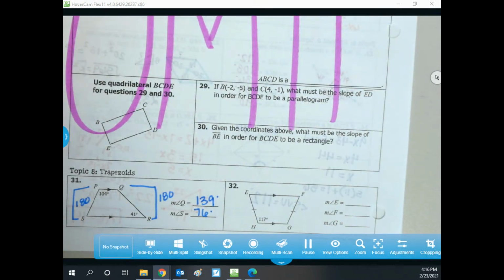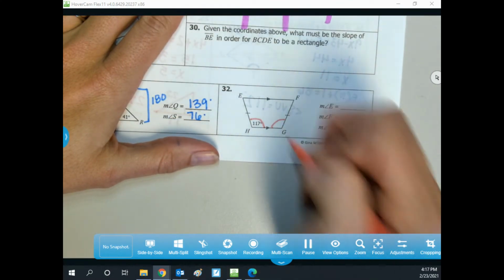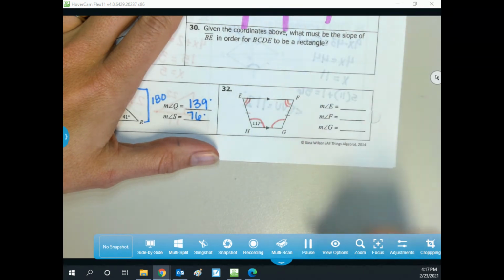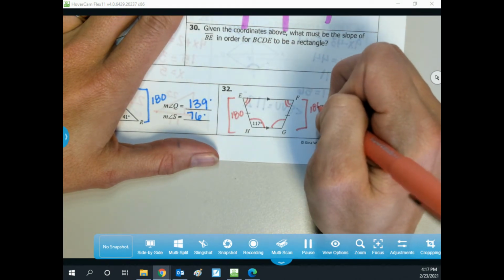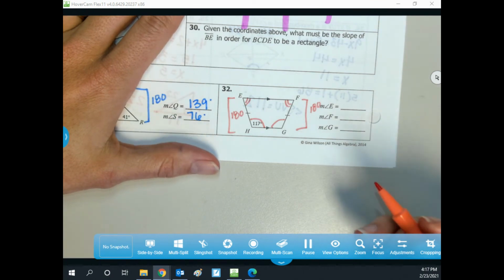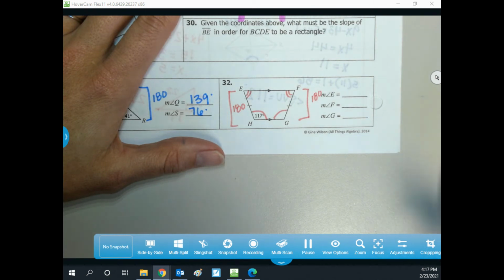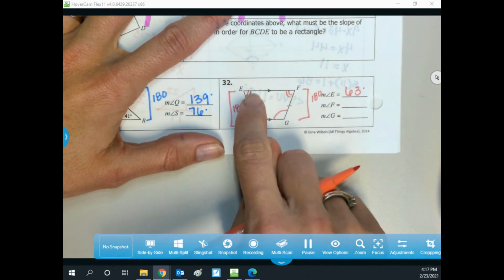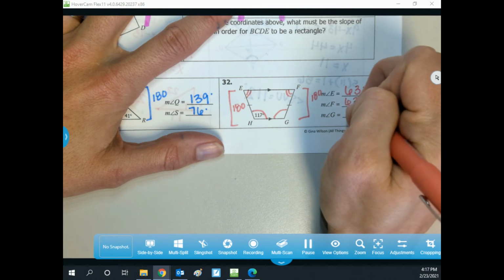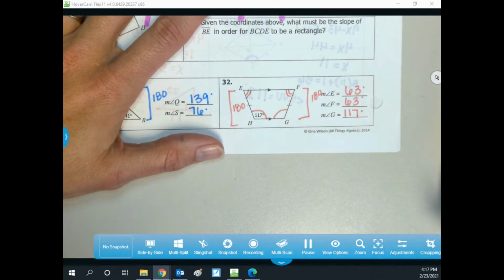All right, in number 32, we have an isosceles trapezoid. When we have an isosceles trapezoid, that means that this angle is equal to this angle, and this angle here is equal to this angle here. But it is still true that these two have to equal 180, and these two have to equal 180. Find E, F, G, and give me the correct order for those angles. Hopefully you did 180 minus 117 equals 63 degrees for angle E. And if angle E is 63, angle F is 63. And then if angle F is 63, angle G has to be 117.